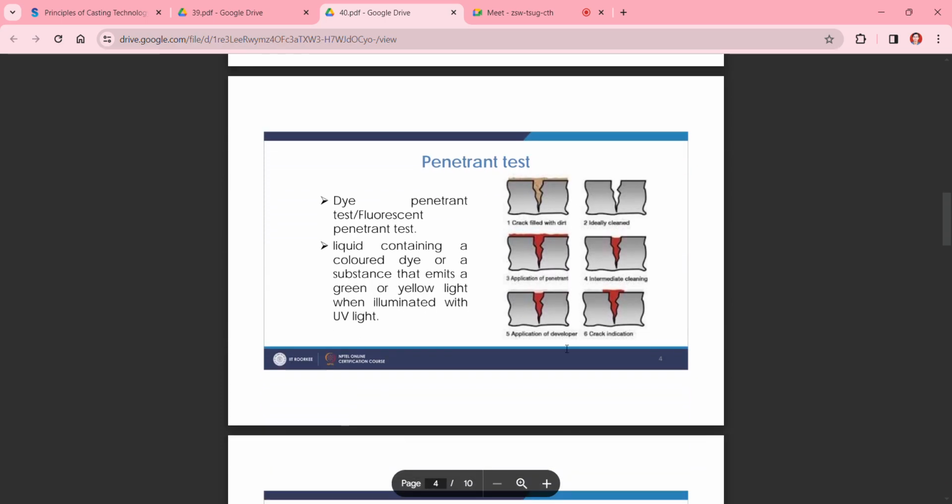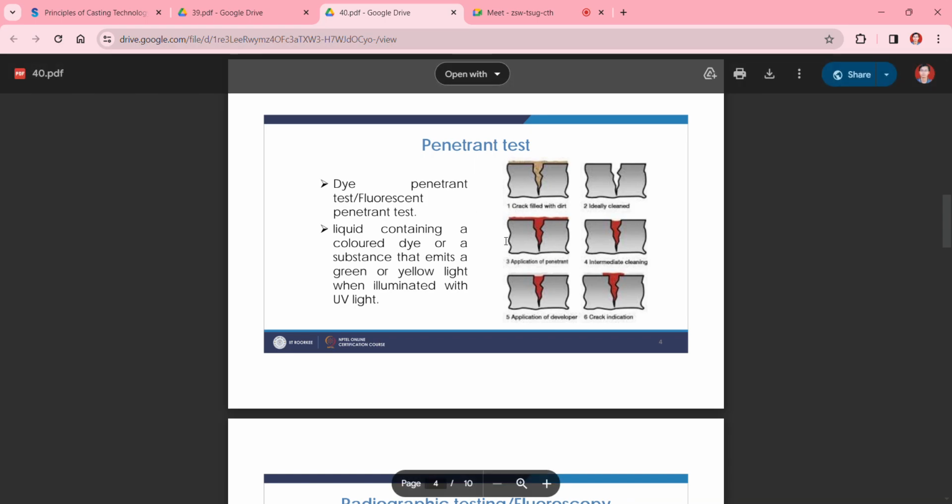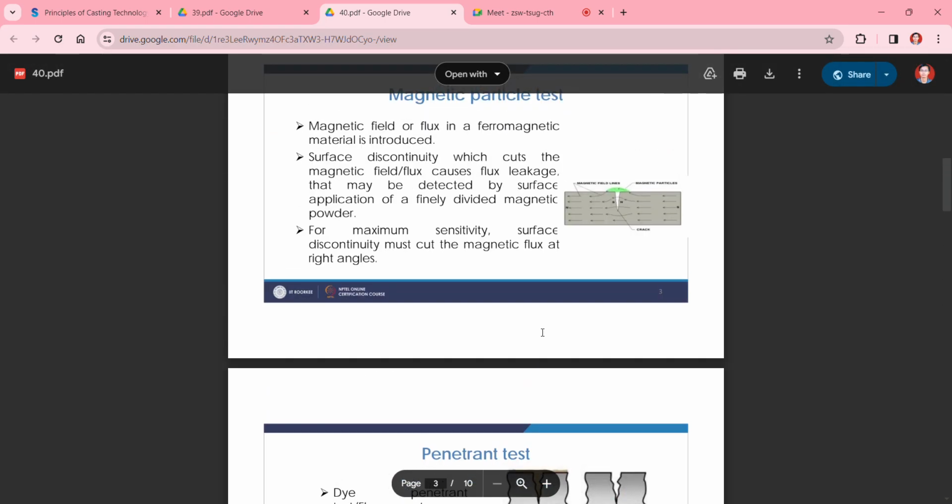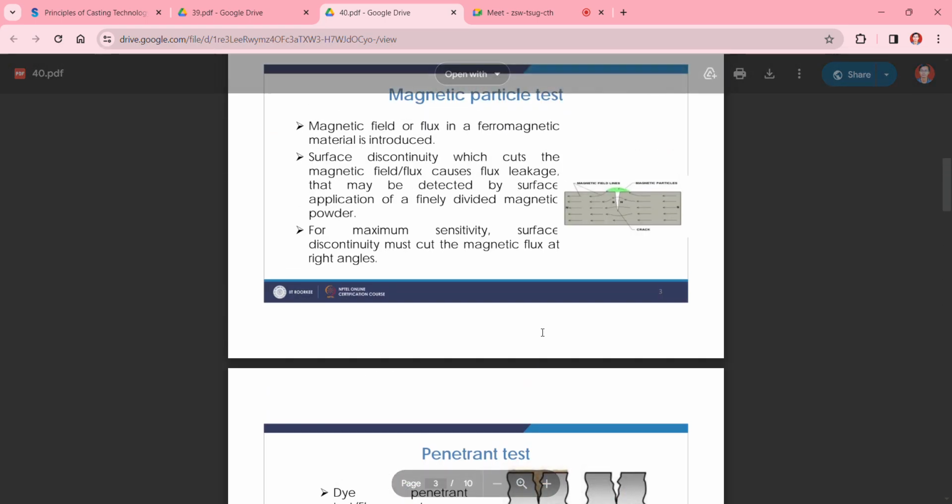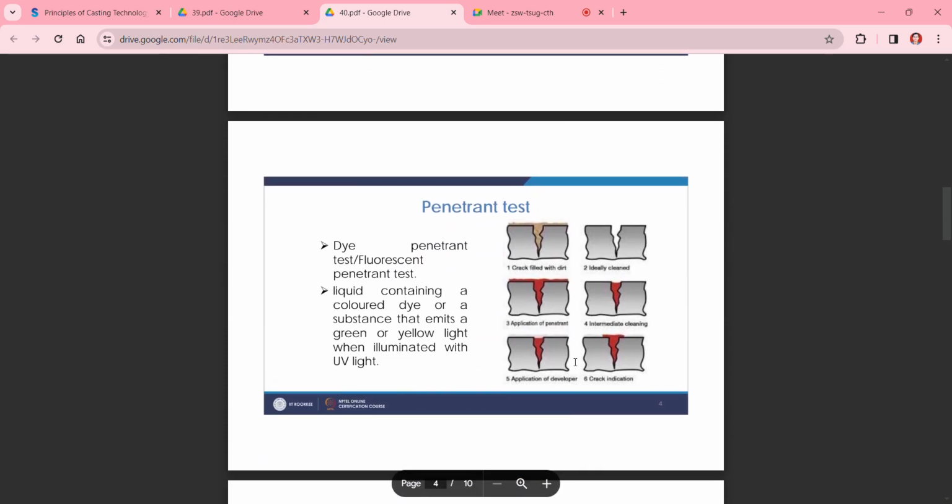Then coming to the second one, the penetrant test. This is generally an alternative to magnetic particle testing, because we already talked about how magnetic particle testing can only be applied on ferromagnetic materials.